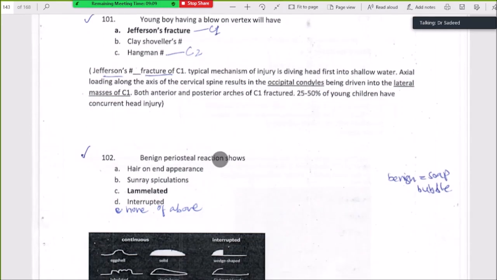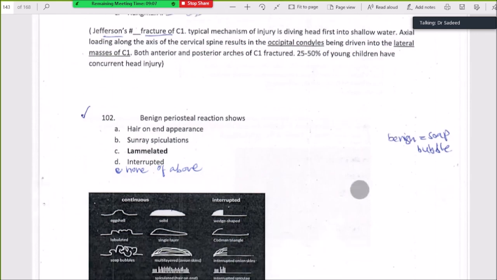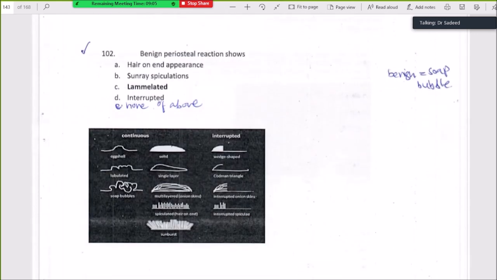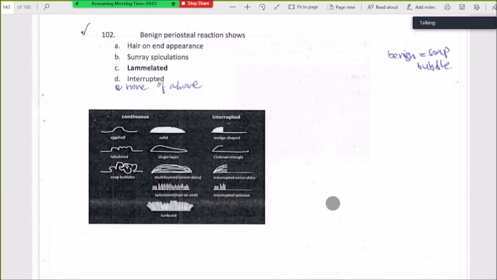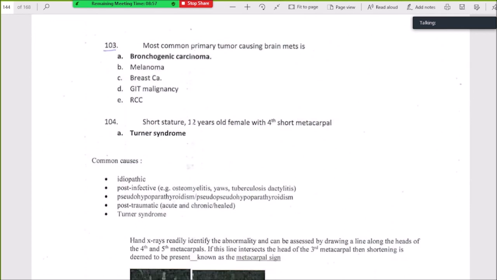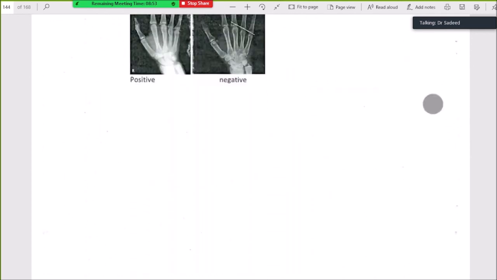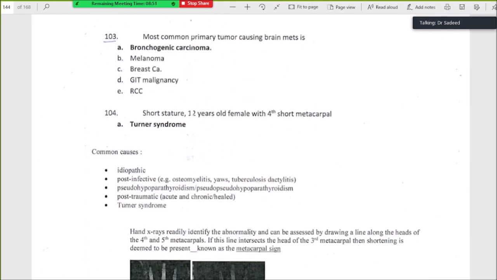102. Penile parachute reaction shows E none of the above. Penile is soap opera appearance. The other parachute reactions. One of the most common primary tumor causing brain mets is pancreatic carcinoma or lung cancer. 104. Short stature, 12-year-old female with short fourth metacarpal seen in Turner syndrome.